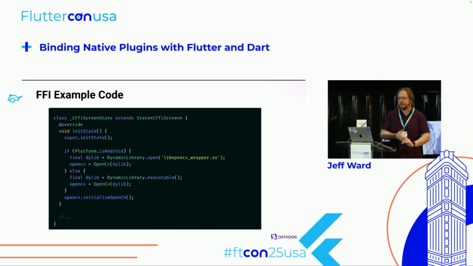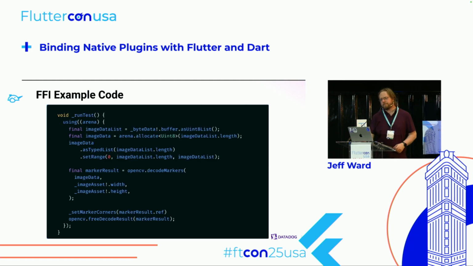Here's some example FFI code. As Simon had pointed out, you need to load your library before you start using it, using DynamicLibrary.open. For Android, we're using a .so file and loading that OpenCV wrapper first. But in iOS, we actually statically linked OpenCV. So as a result, we're just going to load it from the executable. We create the OpenCV object that was generated for us by ffigen, and from there, we can just call functions on that. So here's an example of calling that function.